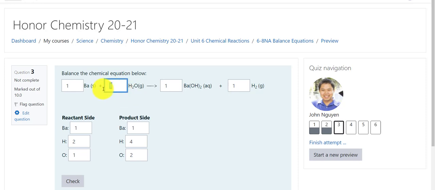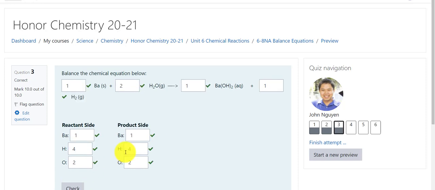So in this case, we remove that because this is the only place with oxygen. So we ask ourselves, one times what will give me two oxygen? And the answer is 2. So in this case, we put 2 there and we have to recount everything. 1 times 2 is 2, good. 2 times 2 gives us 4. And look at that, we are done.